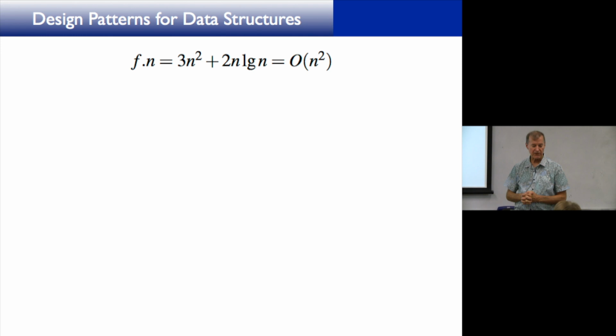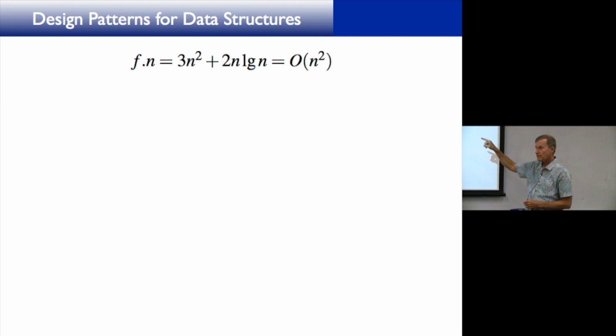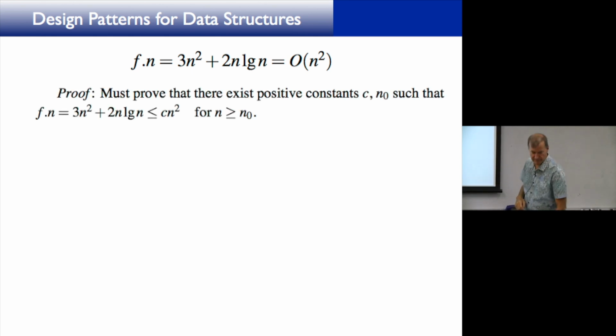So what do we mean? Is it bounded above or bounded below? It's bounded above by n squared. All right, so what's our famous sentence that we have to write down? We must prove there exist positive constants C and n naught such that f of n, 3n squared plus 2n log n, is greater than or equal to Cn... greater than or equal to, or less than or equal to? Less. Oh, n squared is big O, so that's an upper bound. So it's less than or equal to.